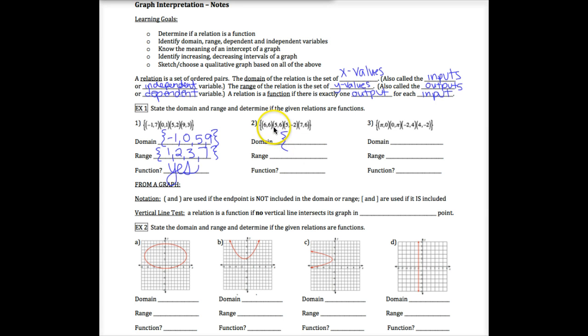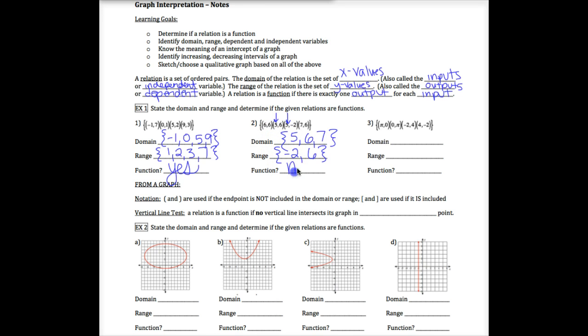So my domain here, I've got 6, 5, 5, 7. So 5, 6, and 7 are the domain values in increasing order. My range values, 6, 6, -2, 6, so -2 and 6 are my two ranges. So to determine if it's a function, I saw a repeated x. This 5 was repeated, so when that happens, I have to look. Was that input assigned to more than one output? And the answer is yes, it was.